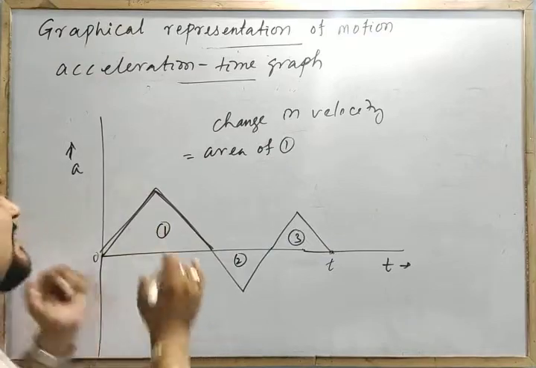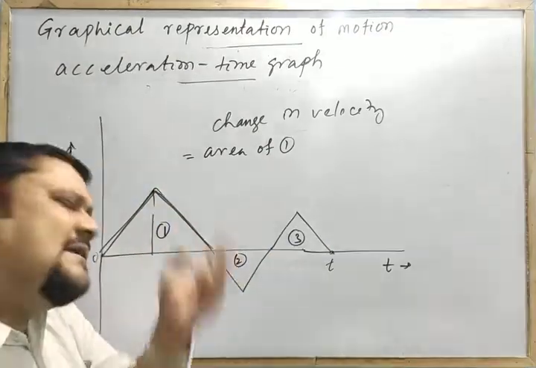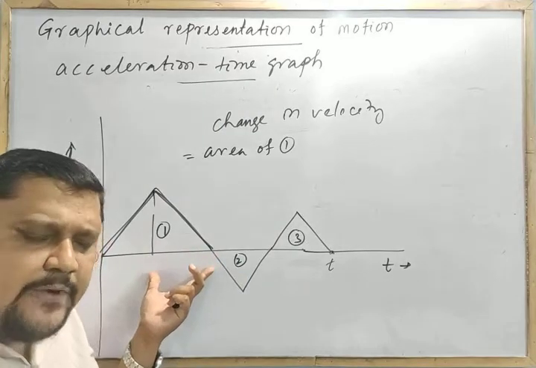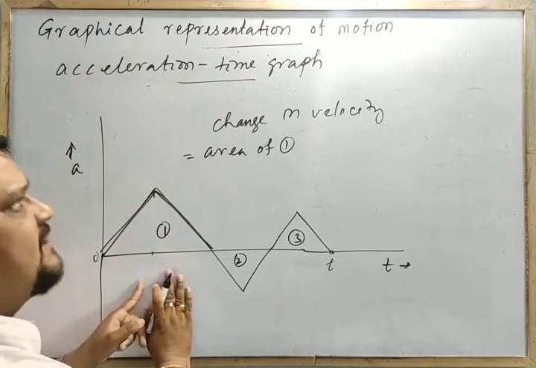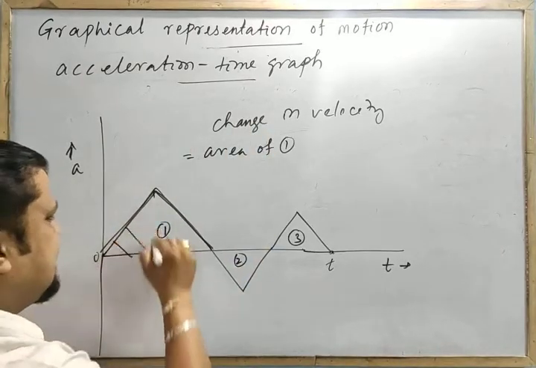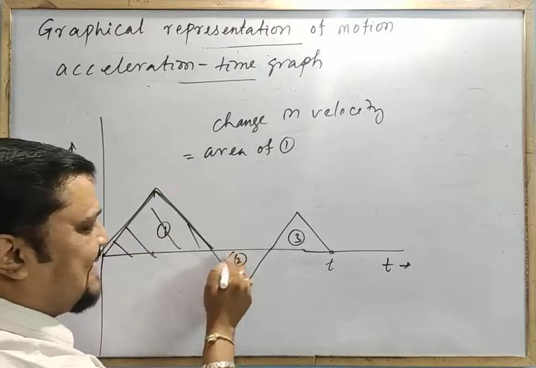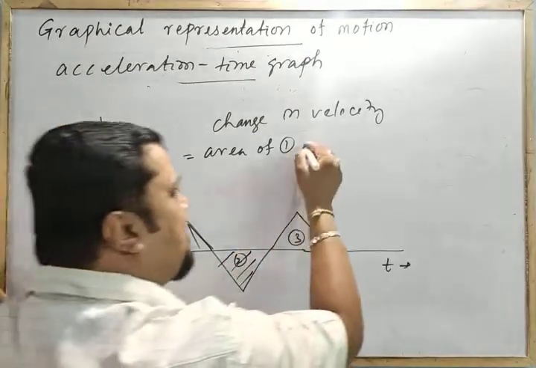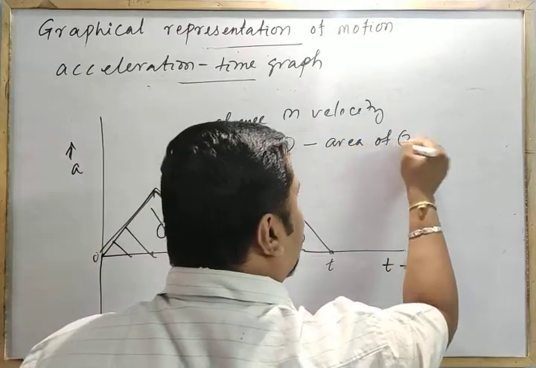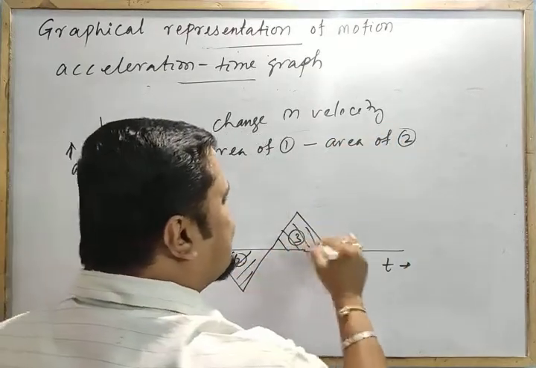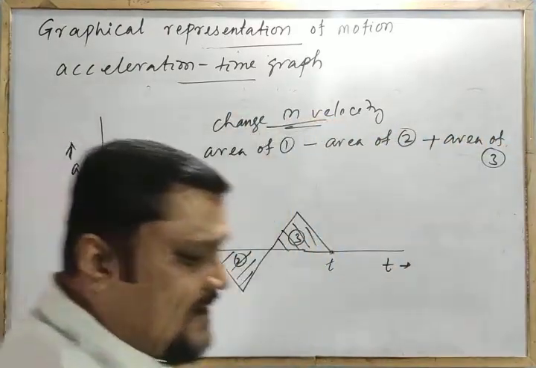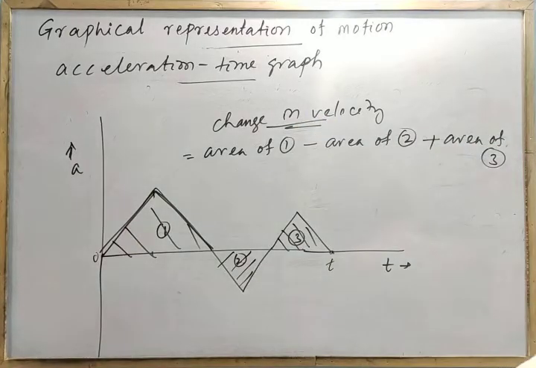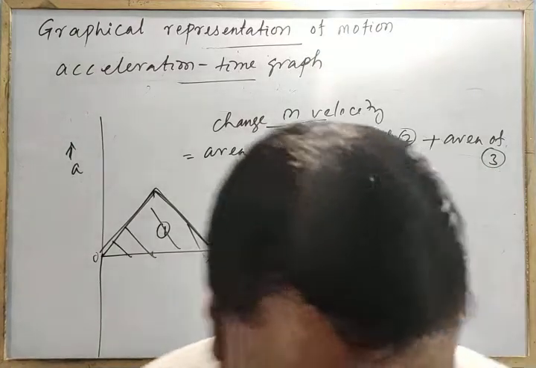How you can find this area is a different thing. You can make this triangle, and the area calculation is a problem part we will discuss. Nowhere have I discussed how the area will be calculated. The area below the acceleration time graph will give us the change in velocity. So the change in velocity in this portion means this area. Now this area is negative, below the axis, so minus area of 2. Then plus area of 3, because velocity is a vector quantity. That is the importance of the acceleration time graph. Got it?